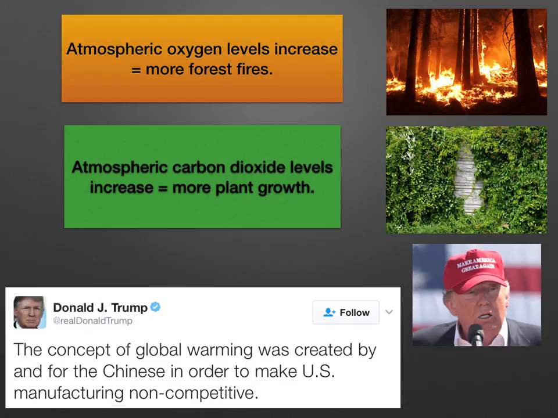Or maybe the whole thing is a hoax dreamt up by the Chinese to damage the American economy. But if it is some kind of practical joke, it seems a little strange that the Chinese are actually signing up to efforts to reduce climate change emissions themselves.